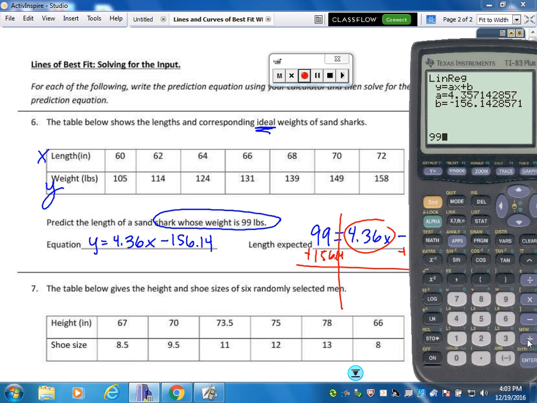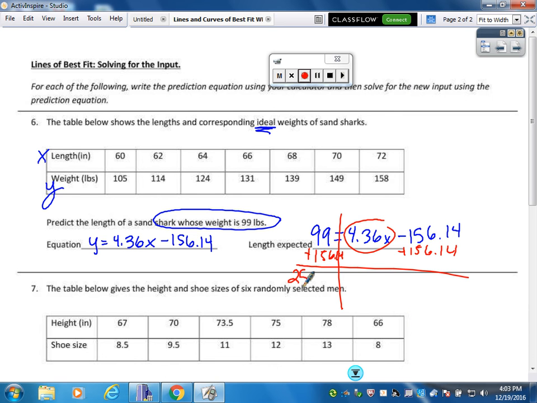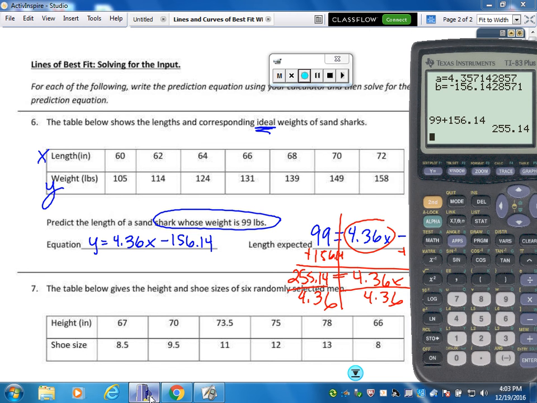So 99 plus 156.14. And that gives me 255.14. That is equal to 4.36x. Divide by 4.36 on either side. So there we go. Divide by 4.36. And we will have the ideal length of that fish.